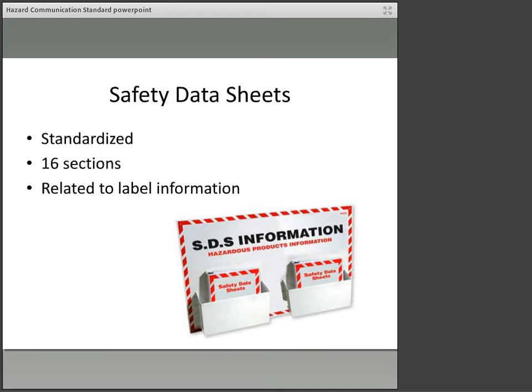The revised HAZCOM standard also requires a standardized format for safety data sheets. These were formerly known as material safety data sheets, and you may know them as MSDSs. The new safety data sheets must accompany hazardous chemicals and give a much more complete resource for details. The information must be presented in a consistent, user-friendly 16-section format.